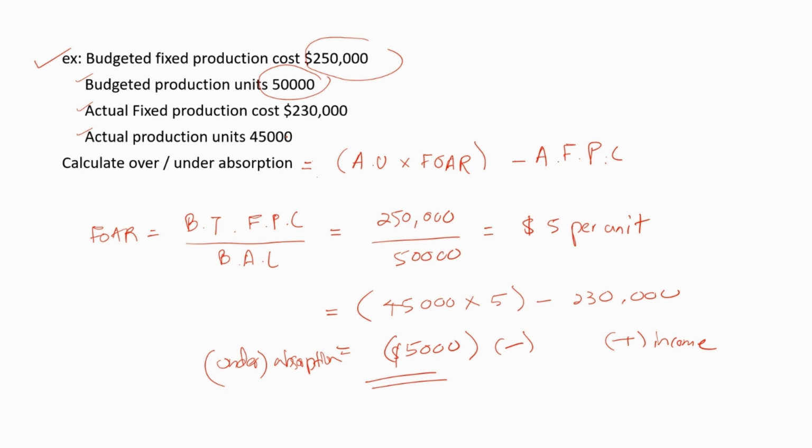Another important thing to note is that students will calculate the over or under absorption by just taking the difference between the actual production cost and the budgeted fixed production cost. This is incorrect. This will give you an incorrect answer. What we have to do is calculate the absorbed fixed cost using this, then take the difference between the actual cost. So remember this point. We have to calculate the FOAR first in order to calculate the absorbed fixed cost. Then we can take the difference between the actual fixed cost.